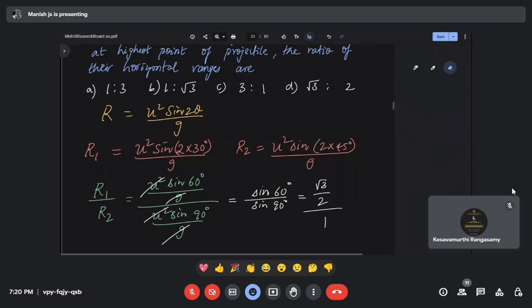There shouldn't be a root over there. Okay, I got this answer, sir. You got root 3 upon 2? Yes, yes, it should be root 3 upon 2. Okay, maybe there is a printing error, because in the answer key it is written root 3 is to 2.